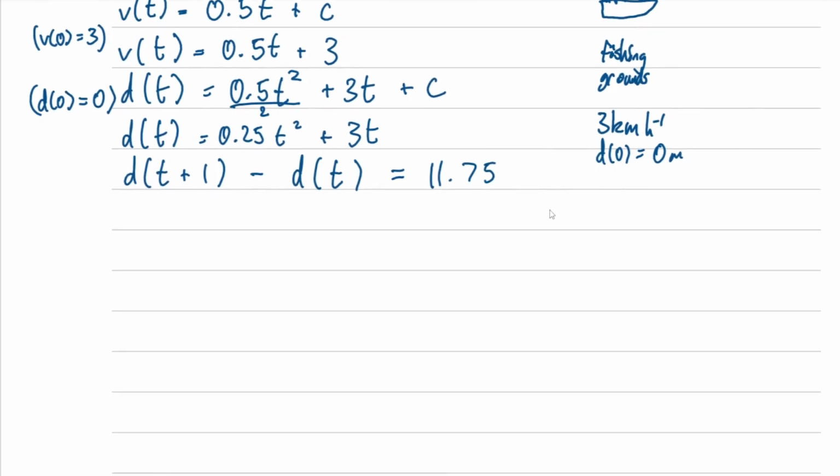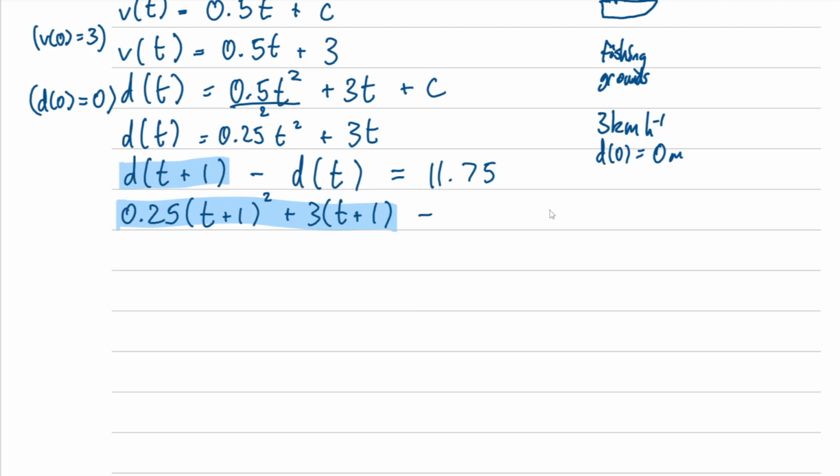Cool. So now we've expressed that, we can use our distance equation, and instead of time, we will substitute in time plus 1. And then for the second part, that's just substituting in time. So we get 0.25 times (time plus 1) squared, plus 3 times (time plus 1). So that is d of t plus 1.